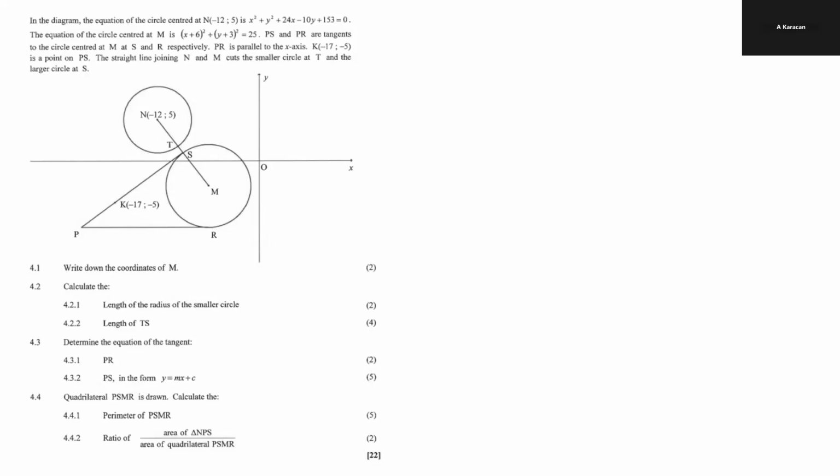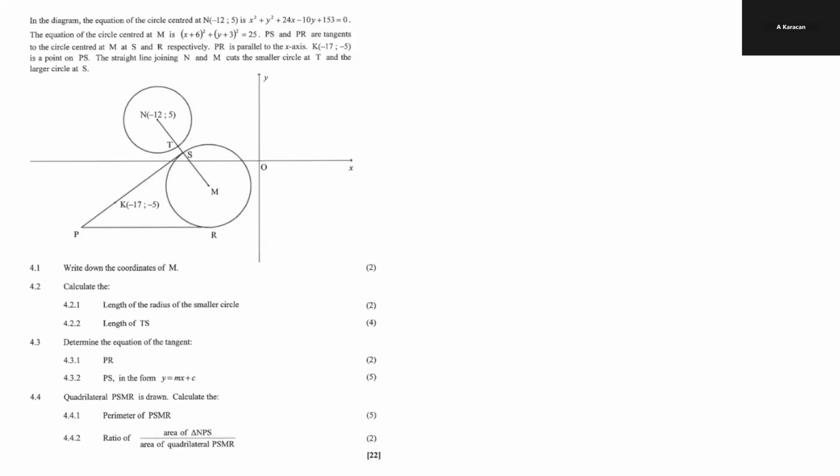Hello everyone, welcome to another geometry lesson. Today we will be doing some analytical geometry questions: analytical geometry of the circle and analytical geometry of straight lines, or quadrature. So let's start with question number 4.